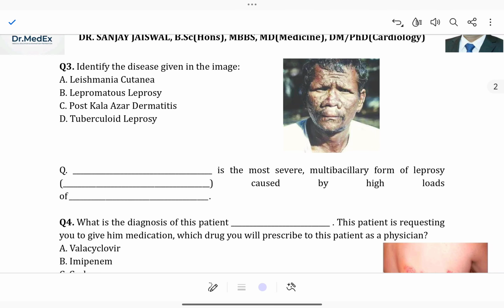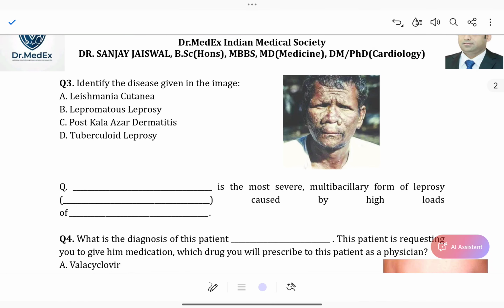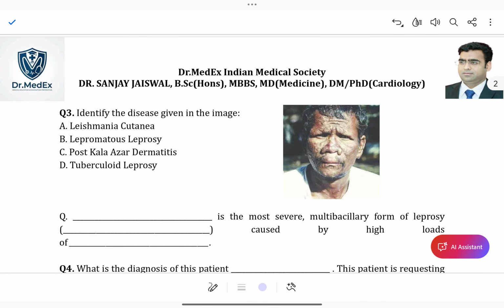Come to question number 3. It's a very easy question. It might be possible you know the answer. Third question: identify the disease given in the image. See the nose and all the areas here. See how it looks. Focus on the face. So what is the answer?